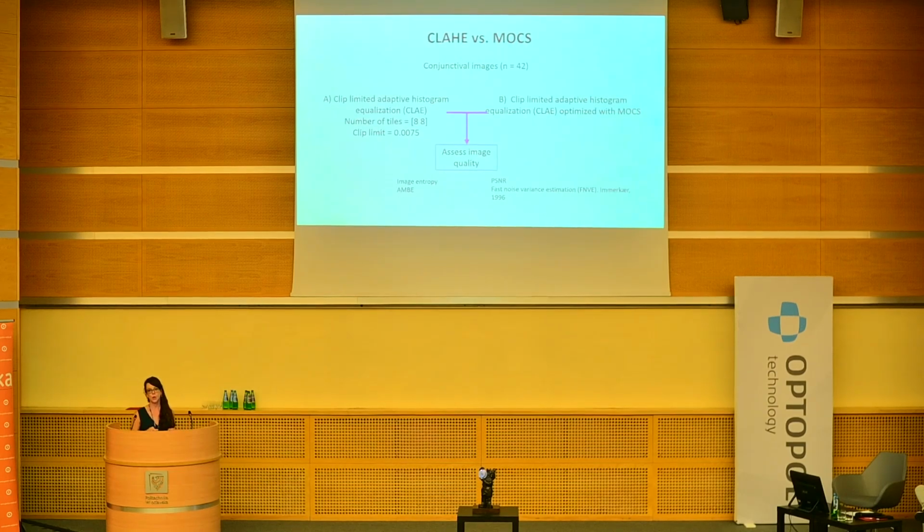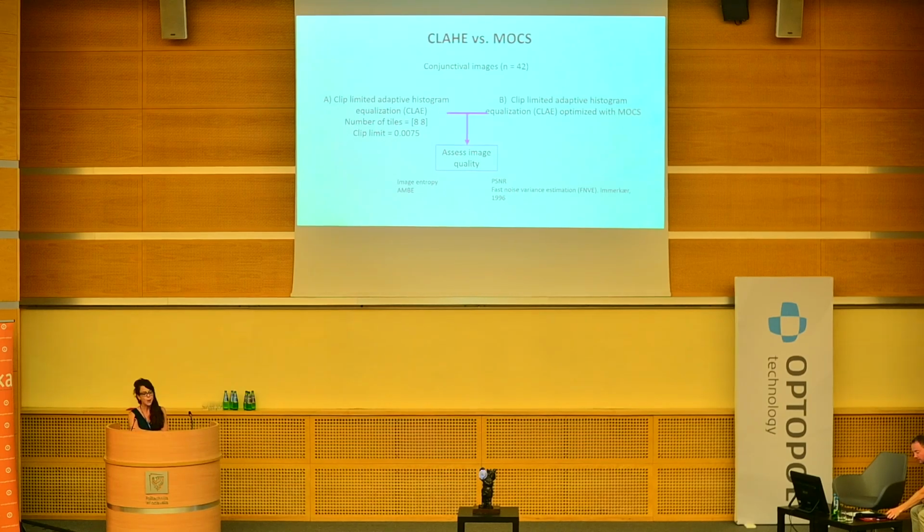So for this study, we took 42 images of the conjunctival vasculature with different illumination settings and different magnifications. Then we assessed the quality of the image using two techniques: the classical contrast limited adaptive histogram equalization with a set of parameters for all the images, 8 by 8 tiles and a fixed clip limit, and the optimized algorithm. We are going to compare the quality of the images.